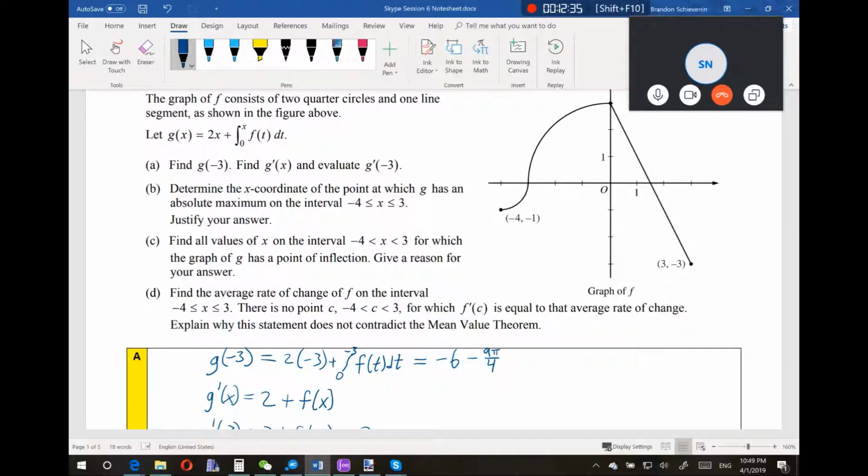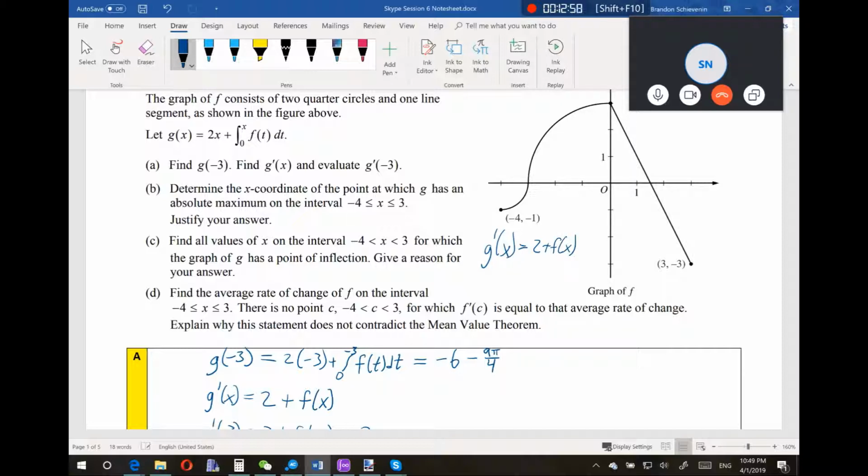Negative 3. Okay, x equals negative 3, f of x is 0, so g prime would be 2, not 0. We said last time our g prime at x was equal to 2 plus f of x.